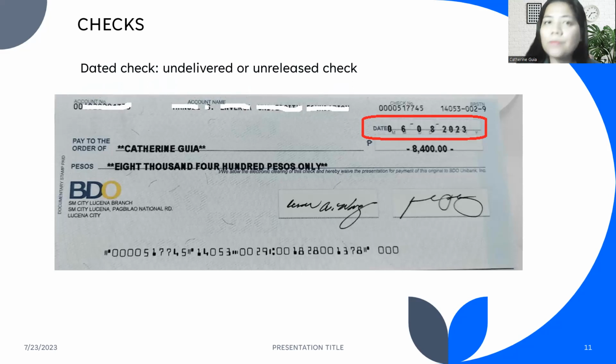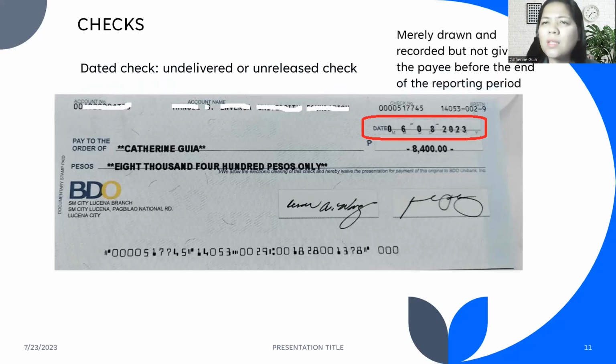is undelivered or unreleased check, so what does it mean? It means that the check was merely drawn and recorded but not given to the payee before the end of the reporting period. So it is as if the entity did not pay the supplier because the control is still the company which issued the check. So the payee cannot encash because they did not receive any check, right?